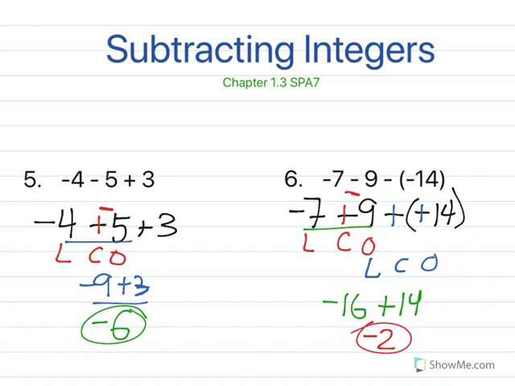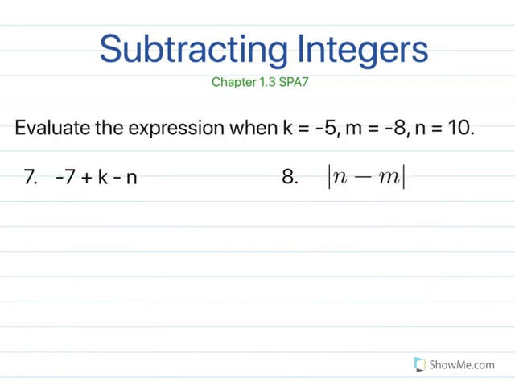All right, so it's on to our last stop. In this case, we're going to look at algebraic expressions, and we're going to be solving them by plugging in the values given in the instructions. So the instructions say, evaluate the expression when k equals -5, m equals -8, and n equals 10. So I'm just going to plug in the values that I've been given. That's the first thing I'm doing. I'm going to rewrite this.